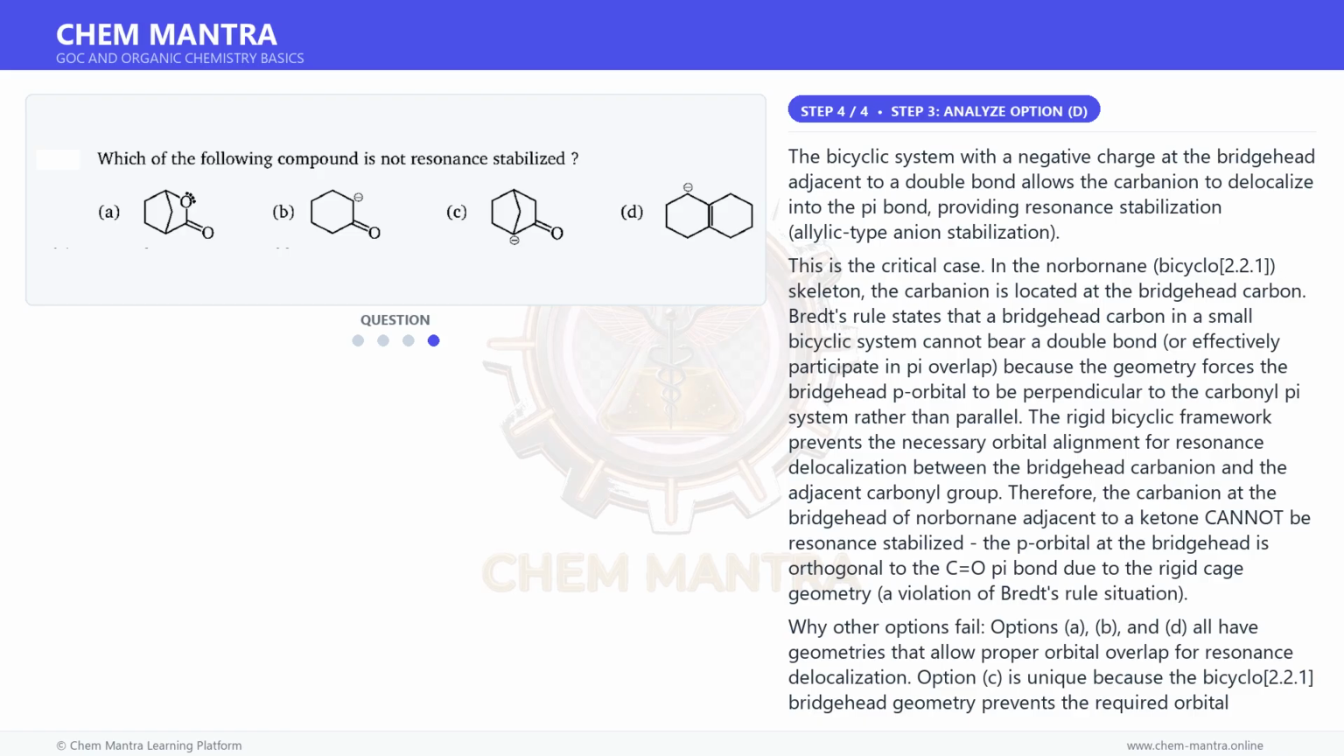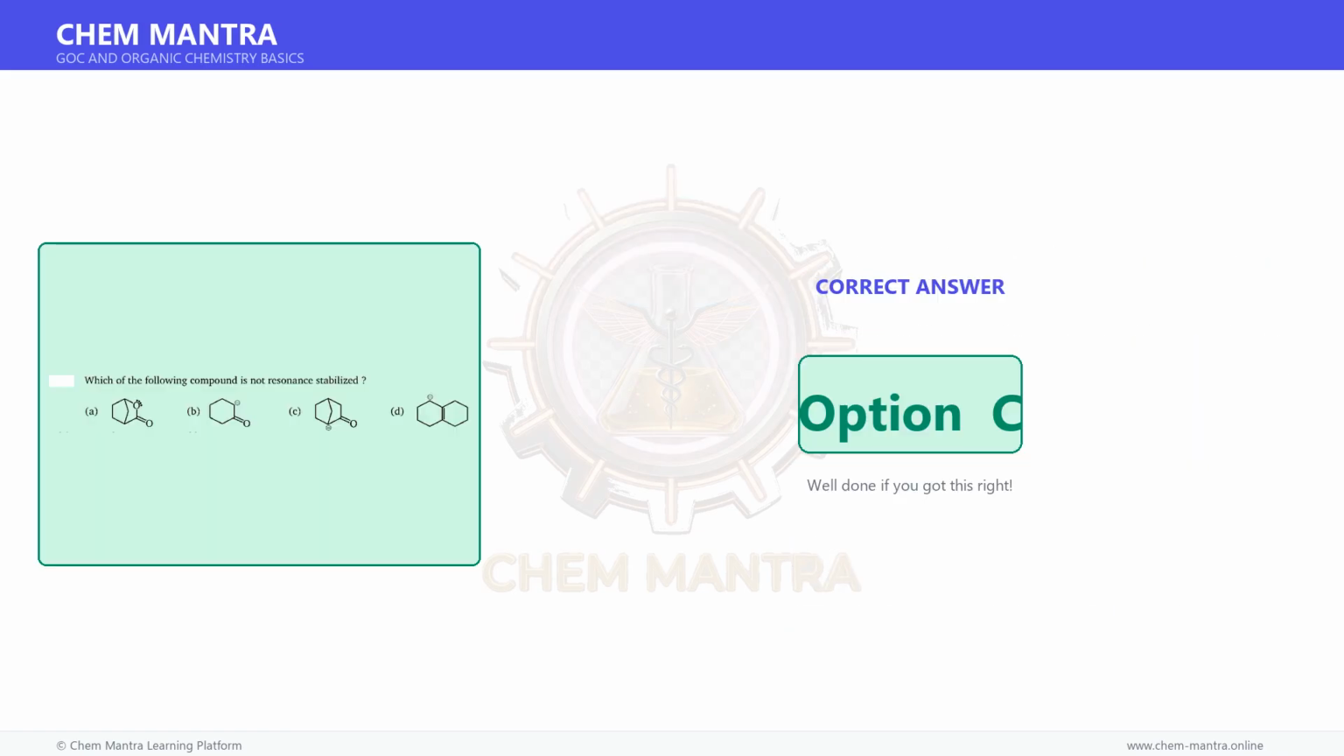Why other options fail? Options A, B, and D all have geometries that allow proper orbital overlap for resonance delocalization. Option C is unique because the bicyclo[2.2.1] bridgehead geometry prevents the required orbital alignment. Therefore, the correct answer is option C.